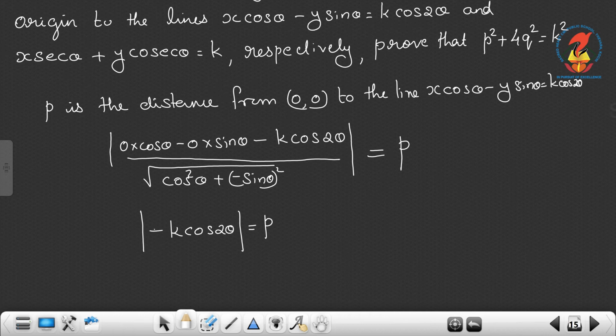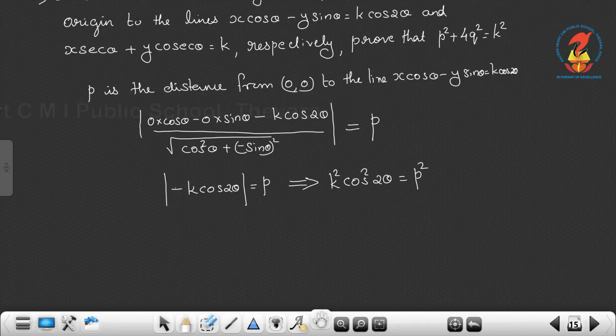And in the question it is p square. So squaring both sides, minus k cos 2 theta, its square is k square cos square 2 theta is equal to p square. The same way you have to do the second one.